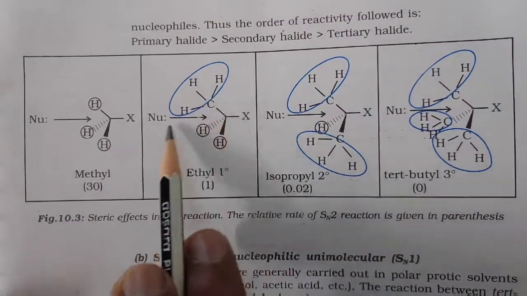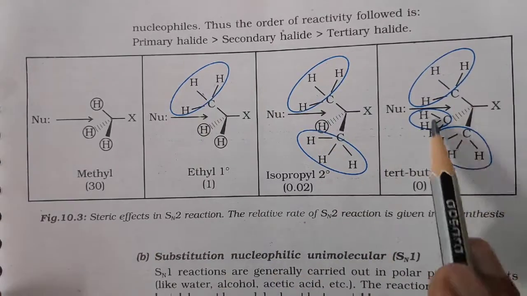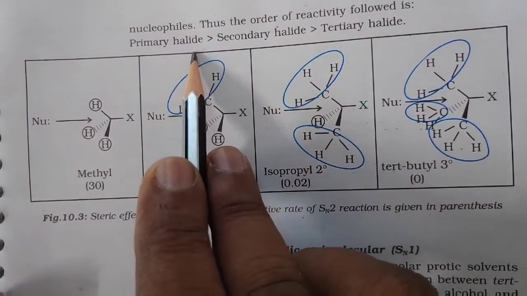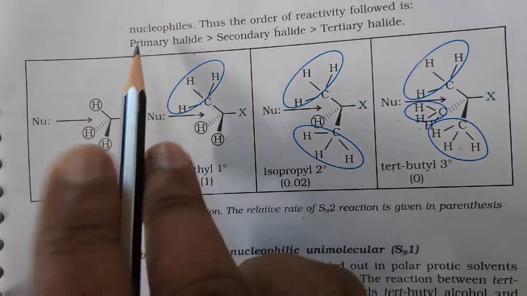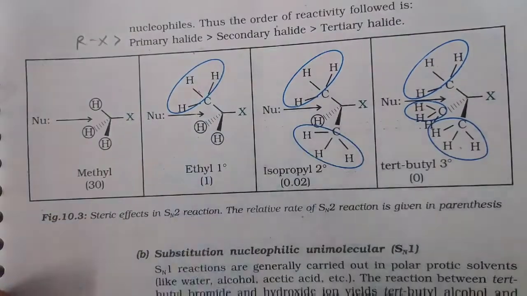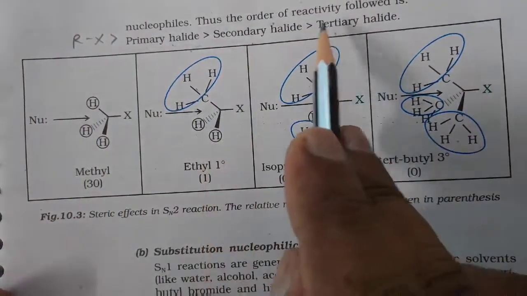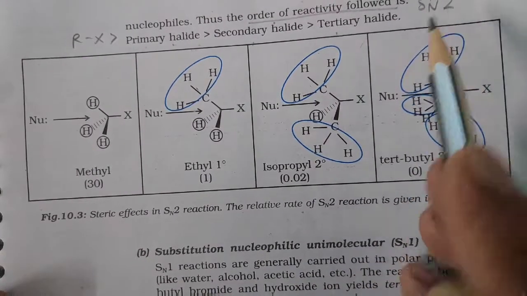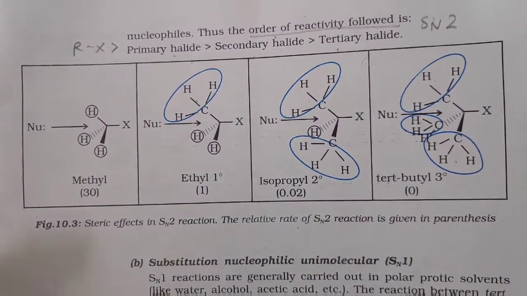This is the bulkier group, and the more bulky the group, the more the reactivity will decrease. You can see the reaction given here, who is more reactive, primary, but before primary the alkyl halide RX will come, right. Then primary, secondary and tertiary. This is the order of reactivity of the SN2 mechanism.